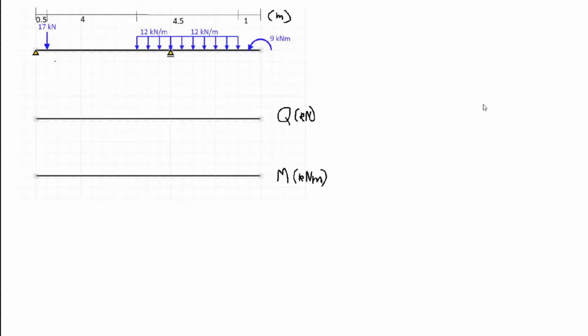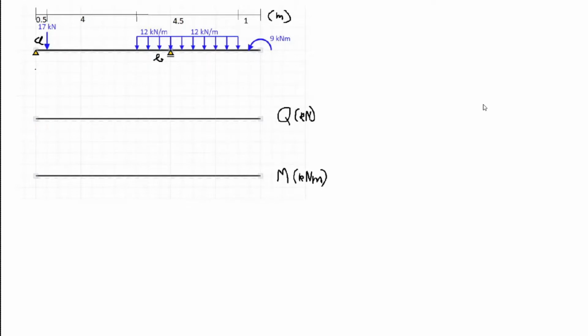Alright, so in this first example we have a beam that has a pin support on the left hand side and a roller support on the right, and we'll mark them as point A for the pin support and point B for the roller support.